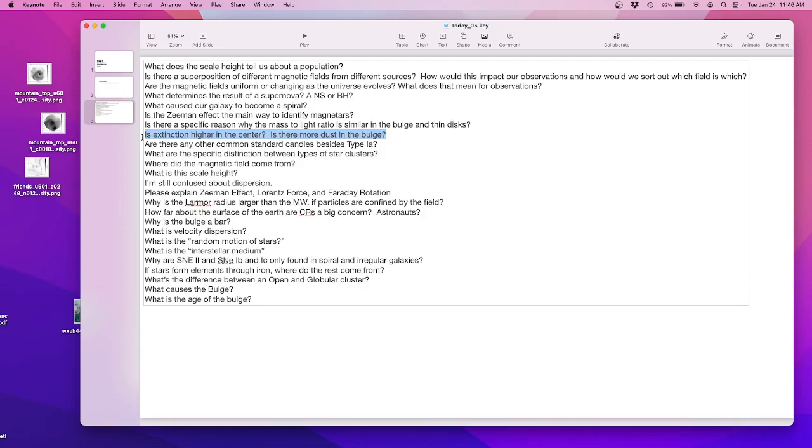They form in different environments, so they last a lot longer before they blow up. So they form in different environments, so they probe different things. Let's see. What are the specific distinctions between different types of star clusters? I unfortunately don't know. This is a weeds level detail that I'm not sure about.